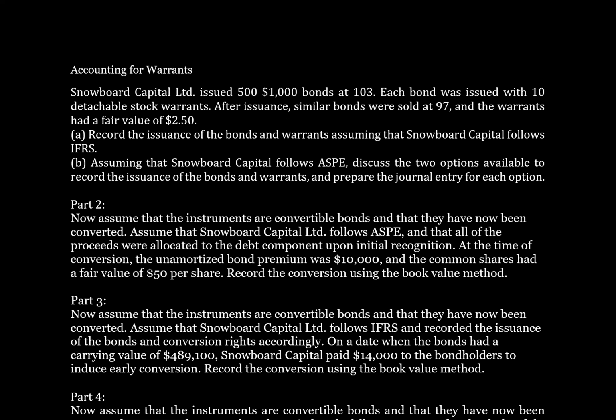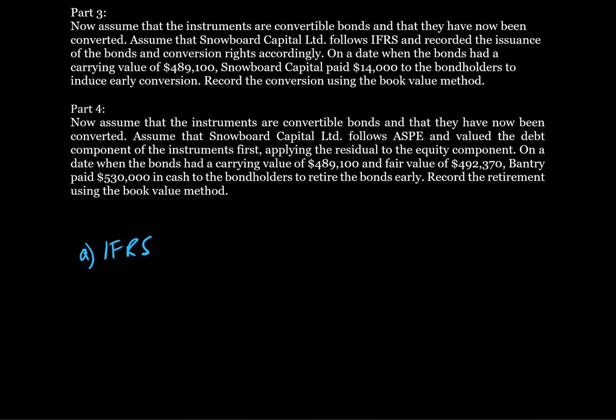Then it says, after issuance, similar bonds were sold at 97, and the warrants had a fair value of 250. So in this sense, we're given enough information to value the debt and the warrants. So which piece are we going to choose for IFRS? Well, again, IFRS requires the debt to be valued first. So we know that the bonds are going to be sold at 97. So the value of our bonds is going to be 500 $1,000 bonds at 97. So let's start with that.